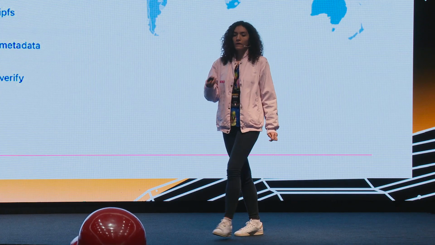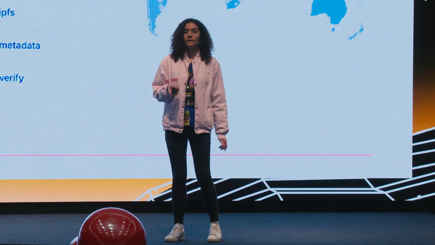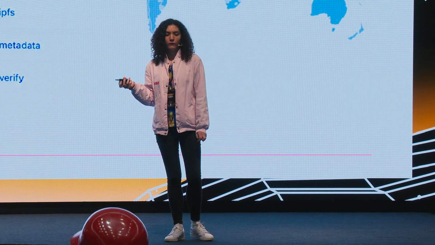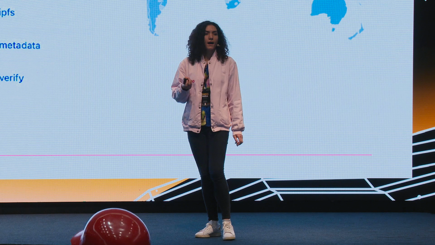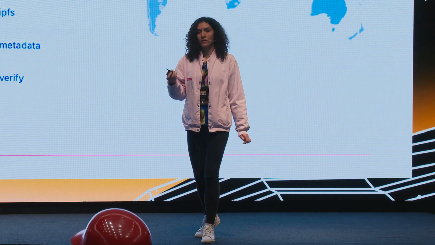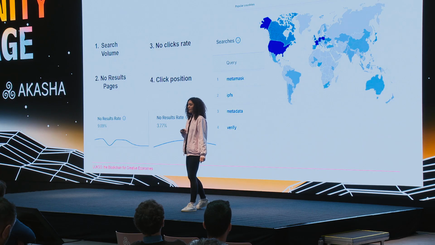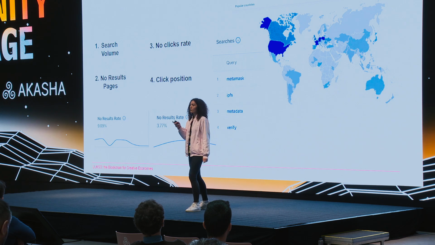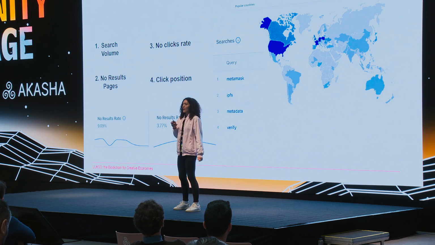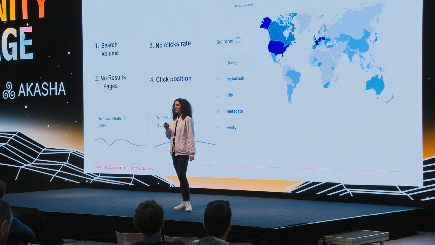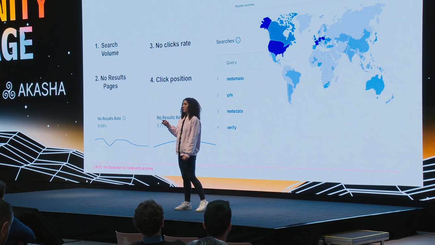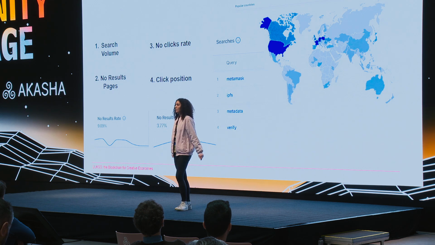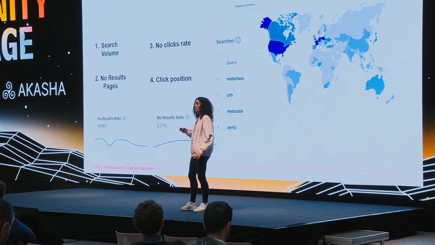Similarly, you can look at different metrics. You can look at what search terms people are looking for, what's the search volume. You can look at other metrics such as no results pages, click positions, etc. In our case, looking at those, we were able to diminish the no results rate from around 9% to 3.7%. That's a pretty good decrease, and we did all that just by using synonyms. So very easy.